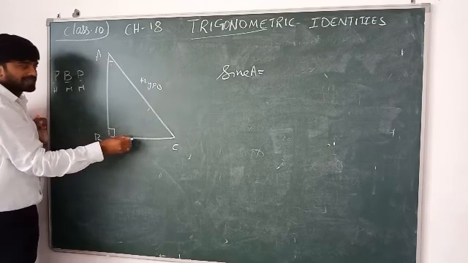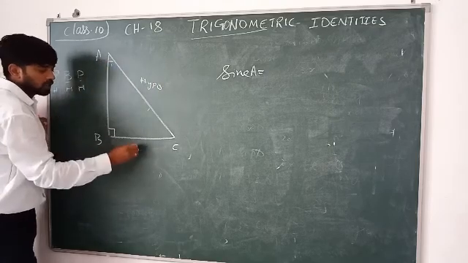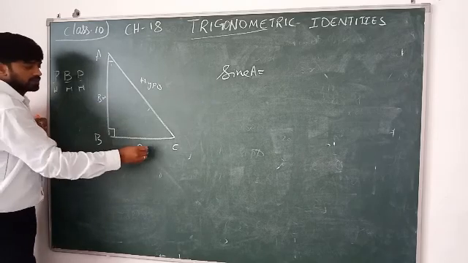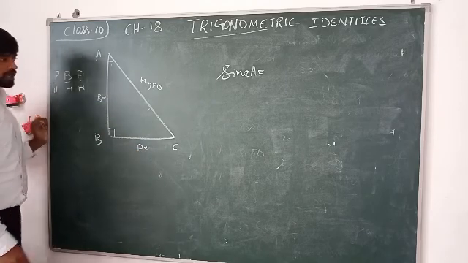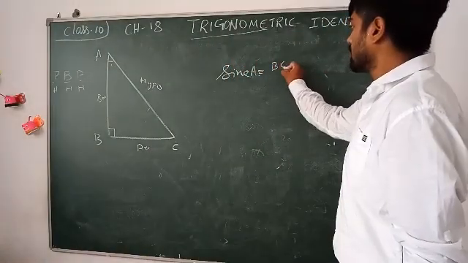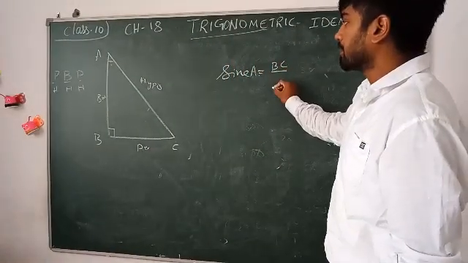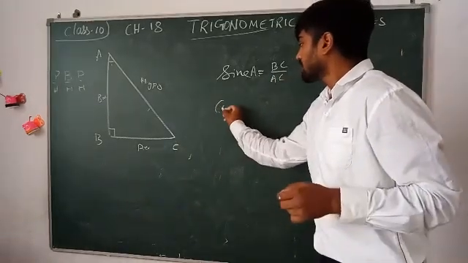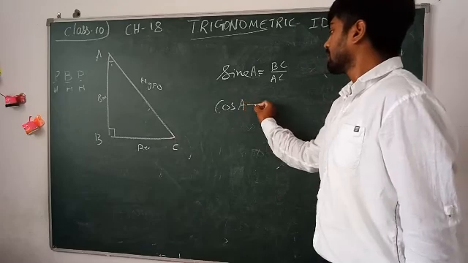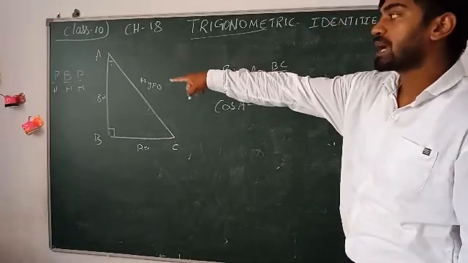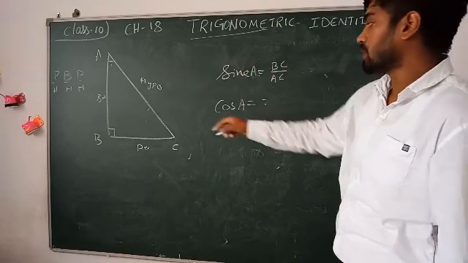The side opposite to this angle is called the perpendicular, and this is the base. So what will I write? Sine A equals BC over AC. And then cos A will be what? Base upon hypotenuse. See the second one, base upon hypotenuse.